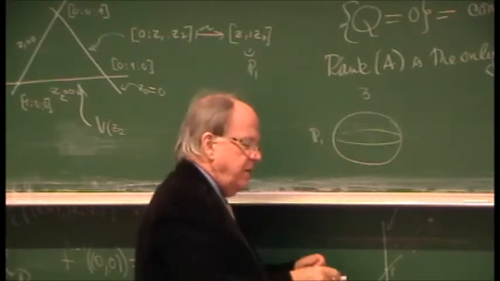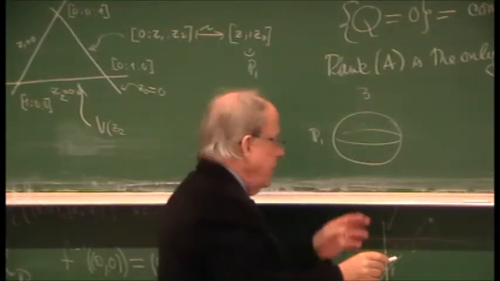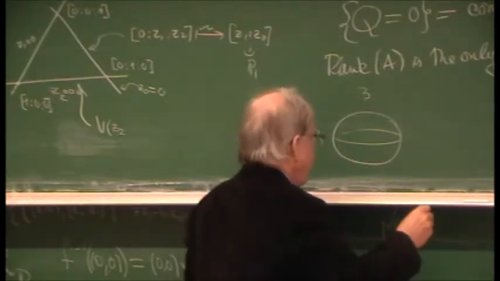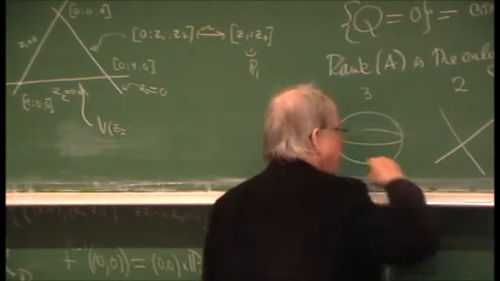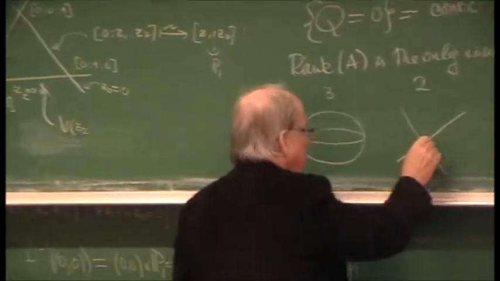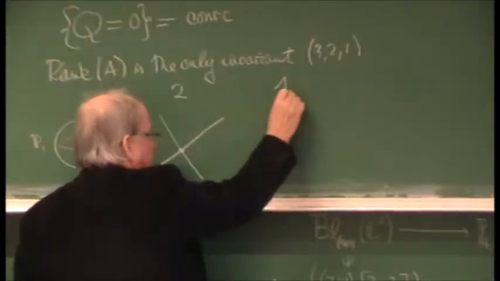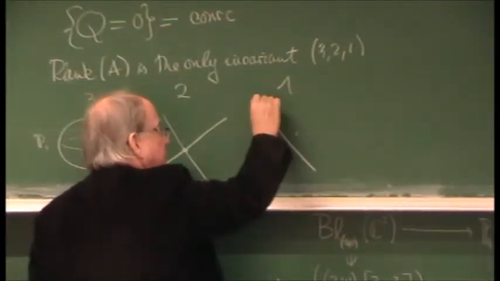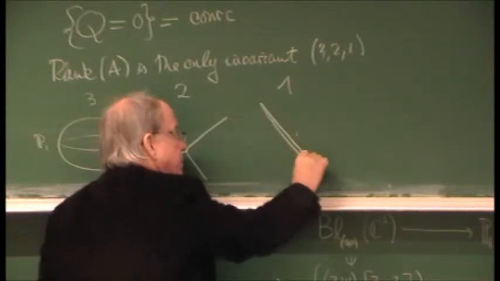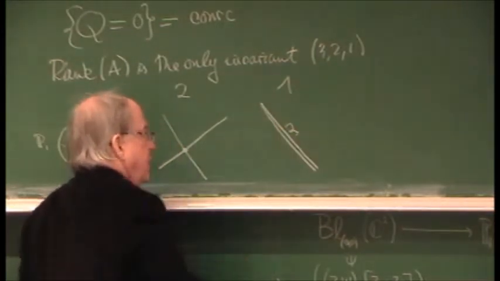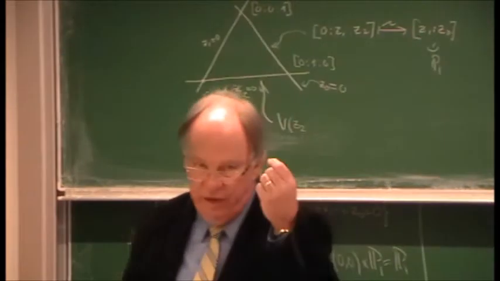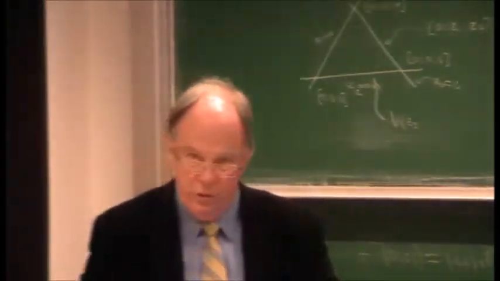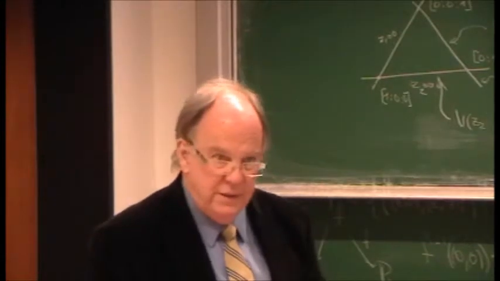It's embedded in there. I will explain. You can see it. I see it very well a certain way. We will talk about that. It's really a copy of P1. Rank 2, it's 2 lines intersecting in one point. And rank 1, it is a double line. So people draw it like that. It's a quadratic equation which vanishes only along a line with multiplicity 2. And you can see this.